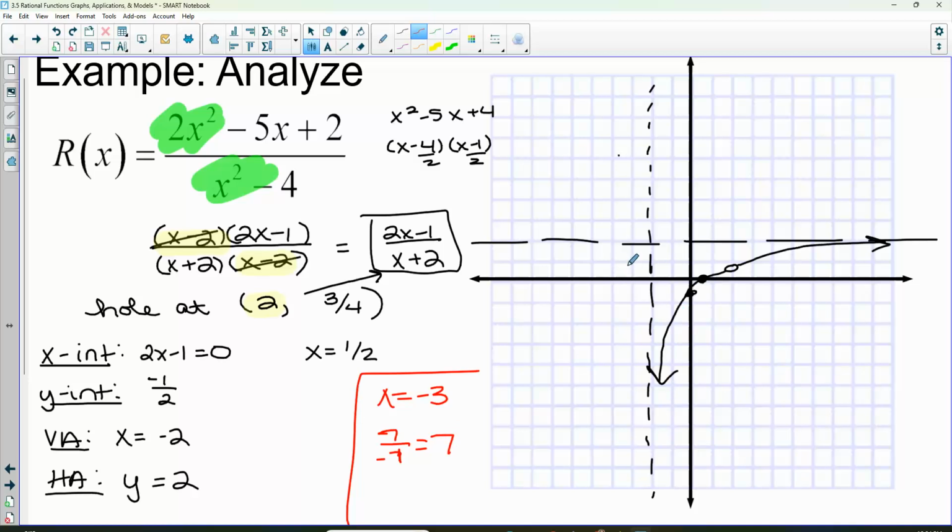So if I have -3, I get out 7. You don't necessarily have to plot it, you can, but all we really need to know is that's bigger than the horizontal asymptote of 2. So this section of the graph is up there. Is that one okay? Any questions?